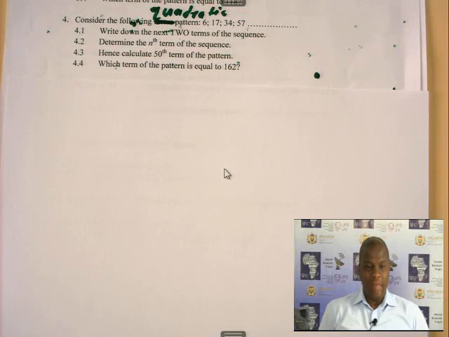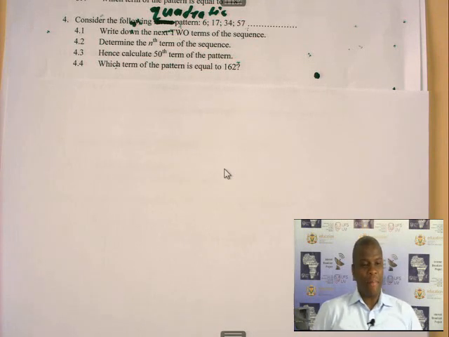4.1, write down the next 2 terms of the pattern. 4.2, determine the nth term of the sequence. 4.3, hence calculate the 50th term of the sequence. And then the last one, 4.4, which term of the pattern is equal to 162?